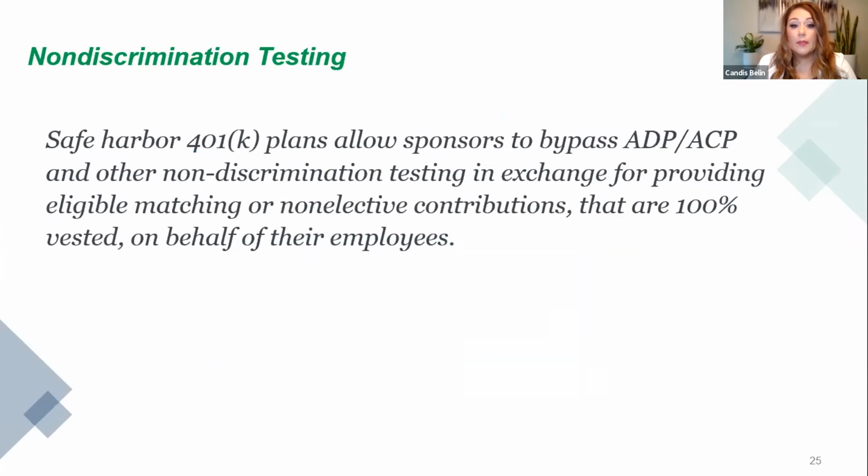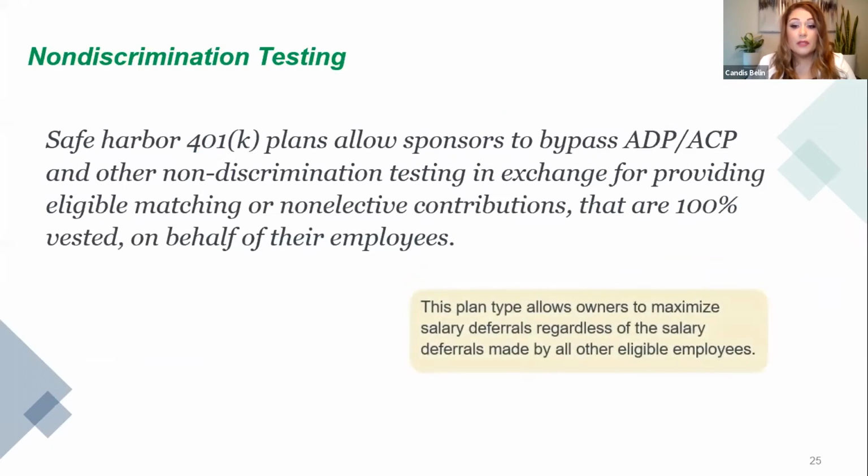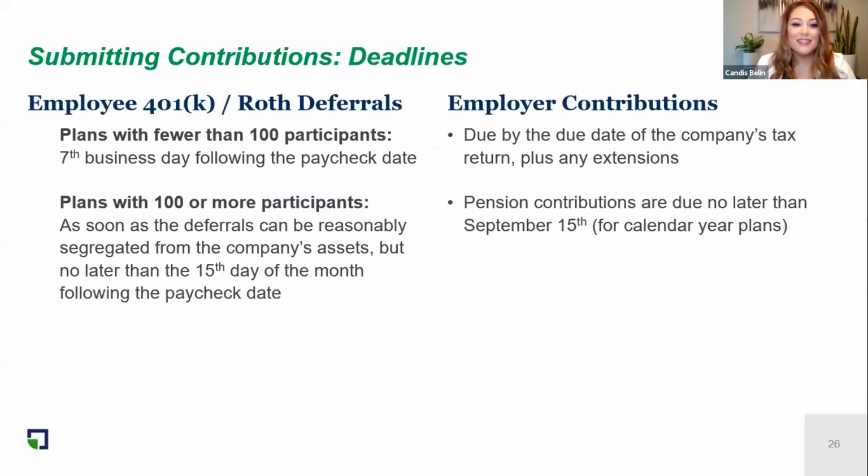So safe harbor 401k plans allow sponsors to bypass the ADP and ACP and other non-discrimination testing, in exchange for providing eligible matching or non-elective contributions that are 100% vested. This plan type allows owners to maximize their deferrals regardless of the salary deferrals made by all the other eligible employees. So, submitting contributions, this is something that's really important and I get asked a lot about.